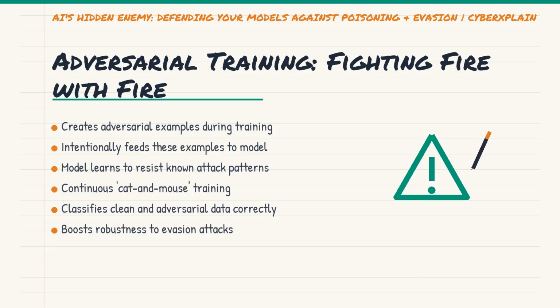We are essentially showing the model, hey, this is how someone might try to trick you, so learn to recognize and resist it. It's a continuous cat-and-mouse game within the training loop itself, where the model learns to correctly classify not just clean data, but also data specifically designed to fool it. This makes the model significantly more robust to evasion attacks once deployed.